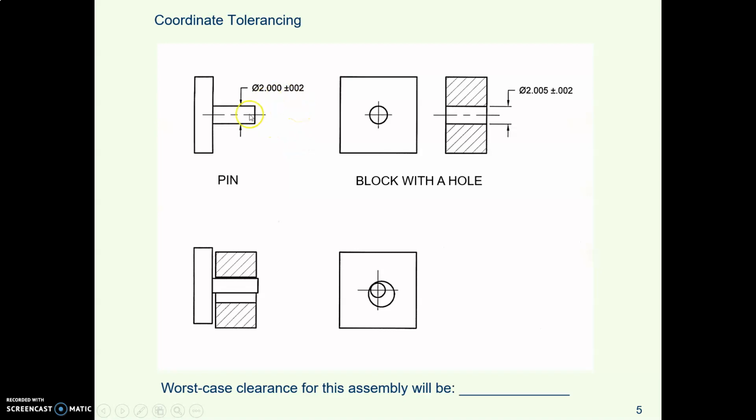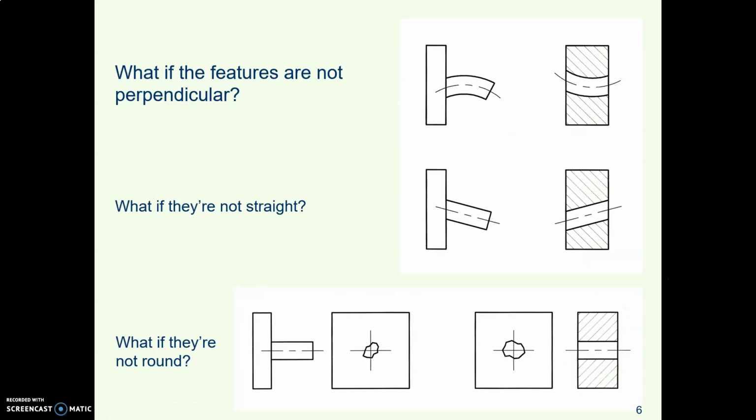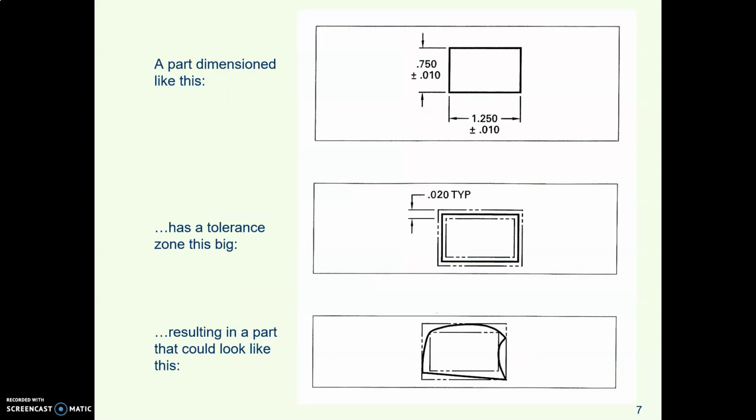We could have the biggest pin could be 2.2000 diameter. The smallest hole could be 2.3000. So you could have a part with 2.3000 to 2.2000. You could have a clearance of 1/1000. And you might think, hey, that sounds okay. But what if the parts are not geometrically perfect? They're not straight, they're not perpendicular, they're not round.